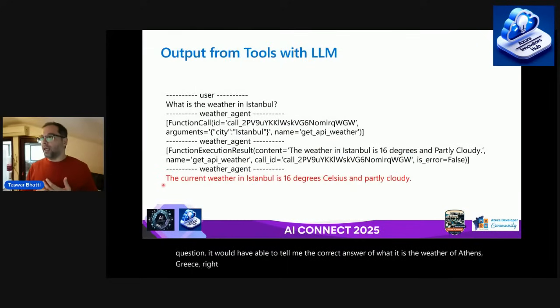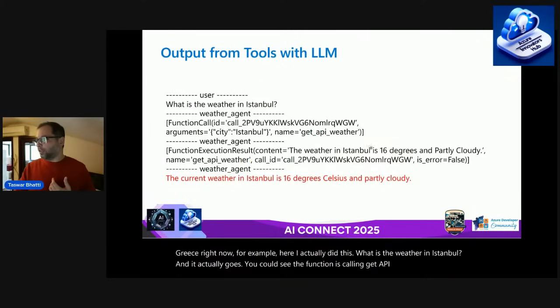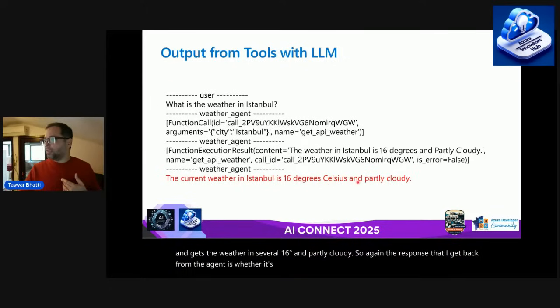For example, here I actually did this. What is the weather in Istanbul? And you can see the function is calling get API weather, and it executes it and gets the weather in Istanbul: 16 degrees and partly cloudy. So again, the response that I get back from the agent is the weather in Istanbul is 16 degrees Celsius and partly cloudy.